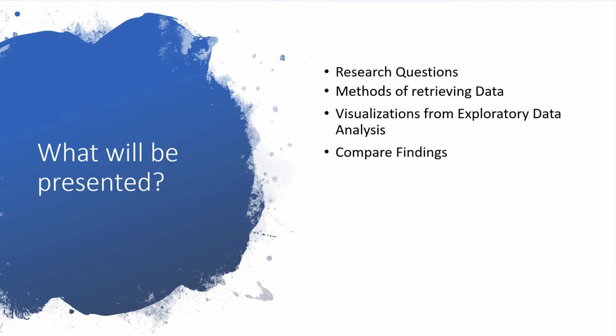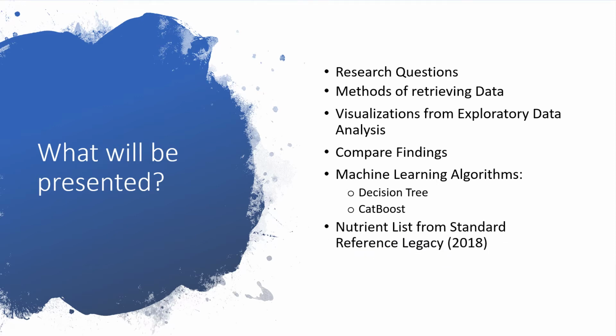And then I'll present 2 machine learning algorithms, which are a decision tree and a CatBoost model. More importantly, I'll go through the highest macronutrient values from the nutrient lists of the Standard Reference Legacy. As I mentioned, that was the SRL from USDA. And then I'll conclude with the project points of interest and then the lessons learned, and then we'll be done.